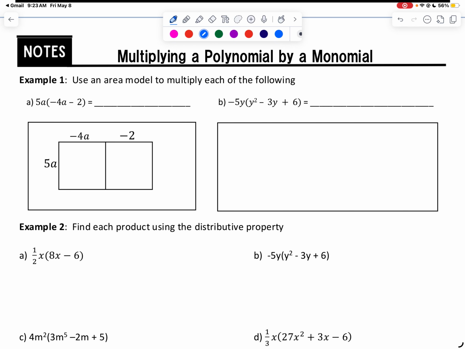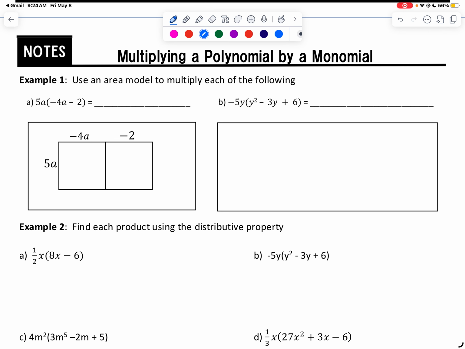In today's lesson, we will be exploring how to multiply a polynomial by a monomial. In our first example, we'll be using an area model. In our second example, we'll be using the distributive property to accomplish this. So let's look at area models first.